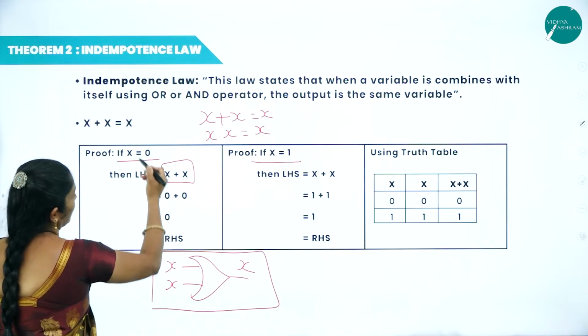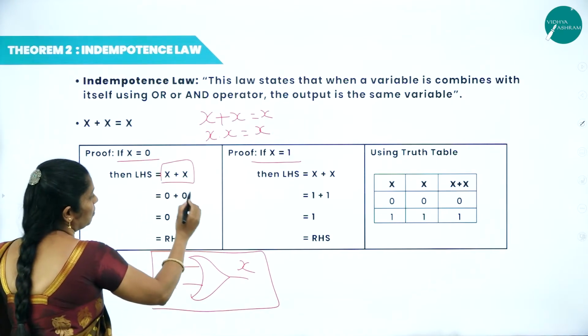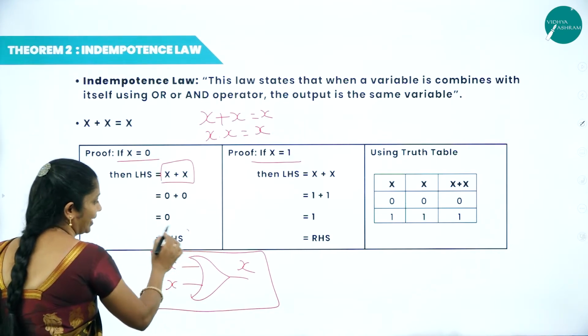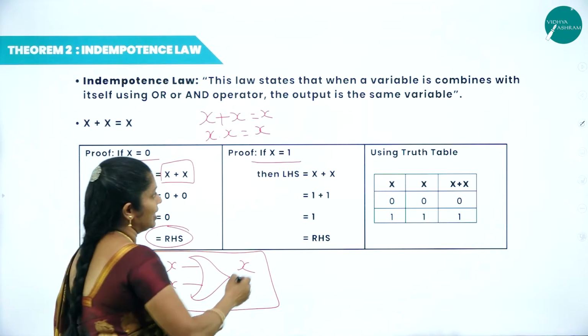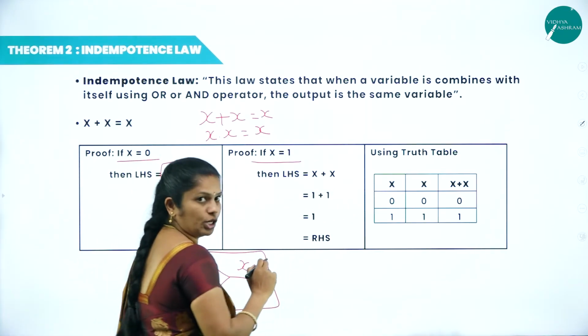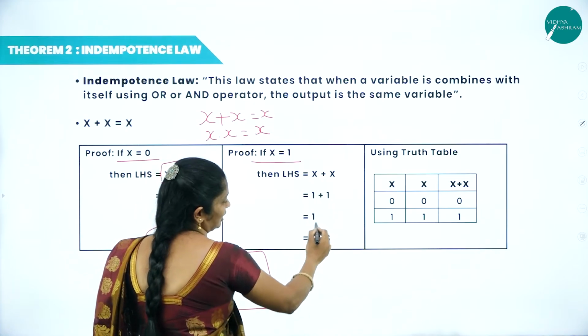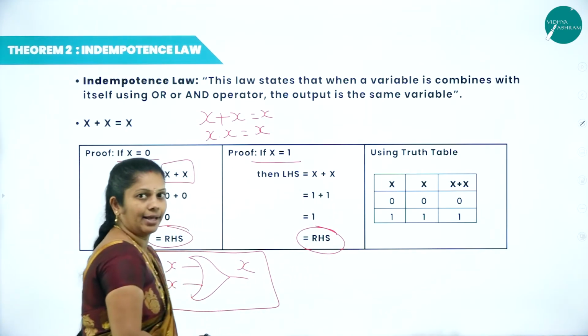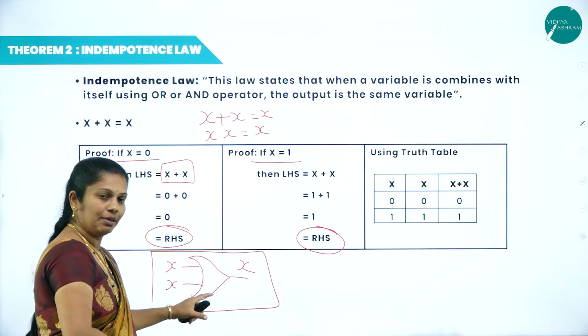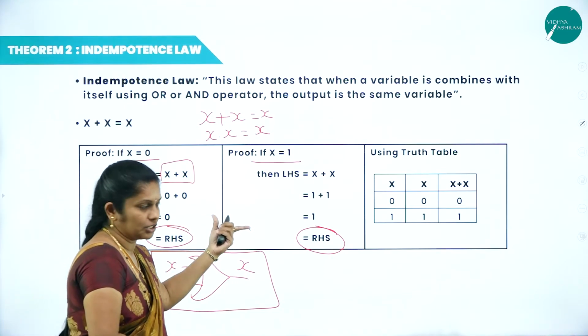Then in the place of x, now we are substituting 0. 0 plus 0 is nothing but 0. That is your right hand side value. Now in the same way, in the place of x, now we are substituting 1. That is 1 plus 1 is nothing but 1. That is your right hand side value. We have written the symbol. We have solved that by using the perfect induction method.